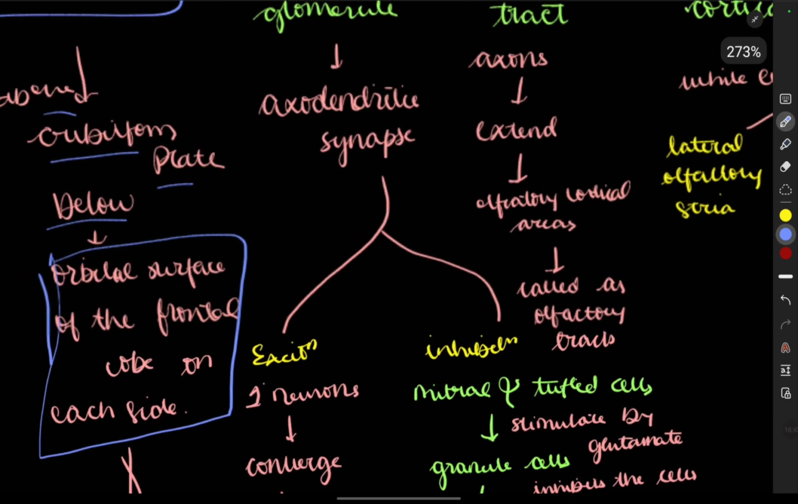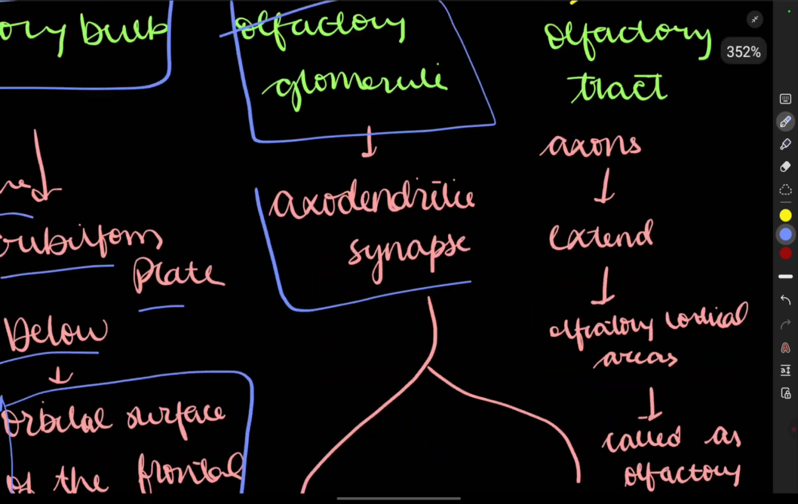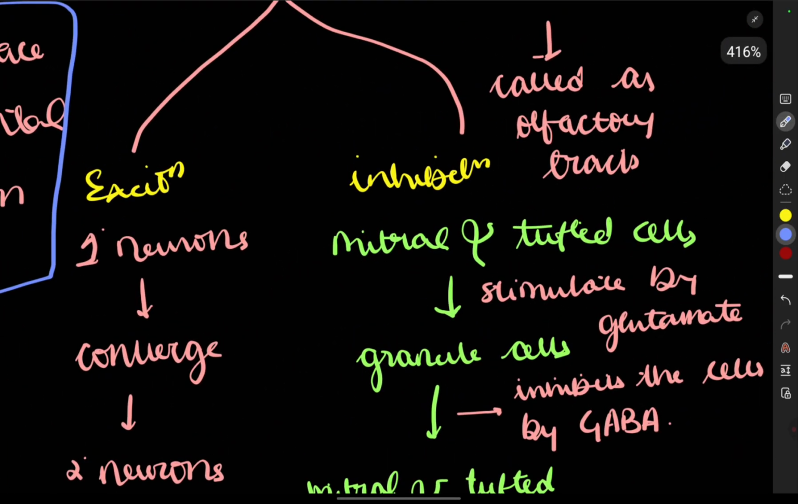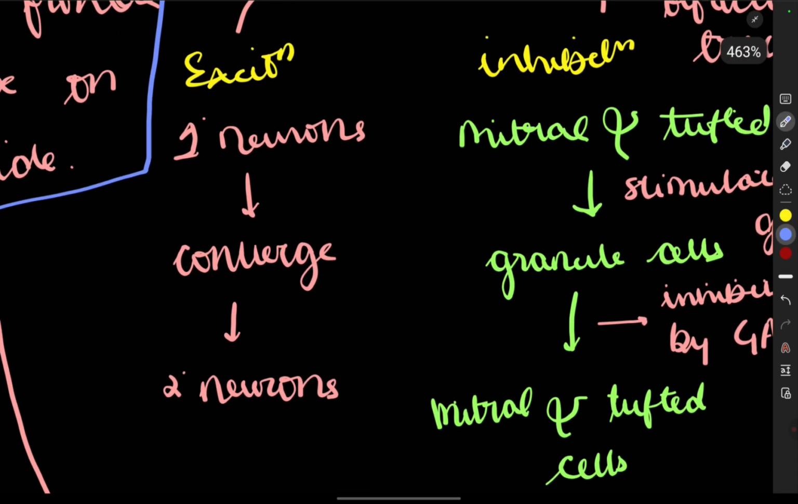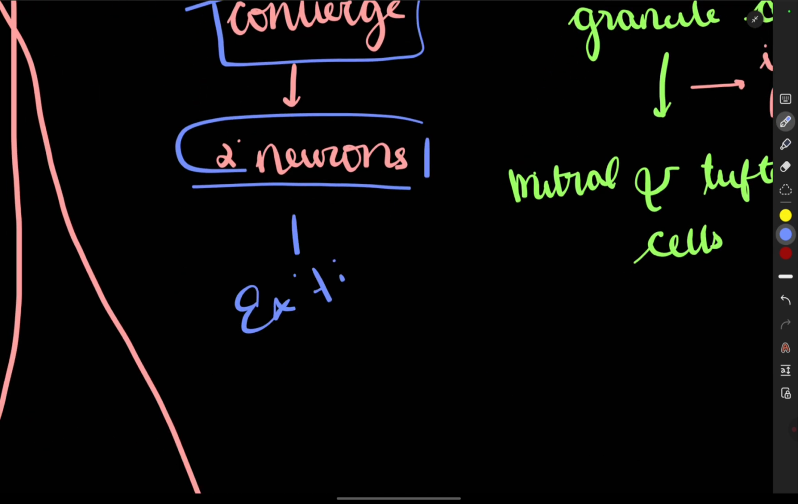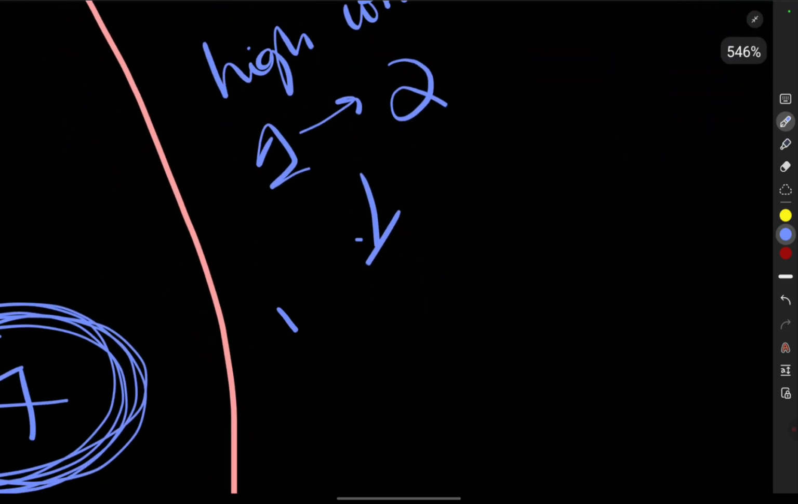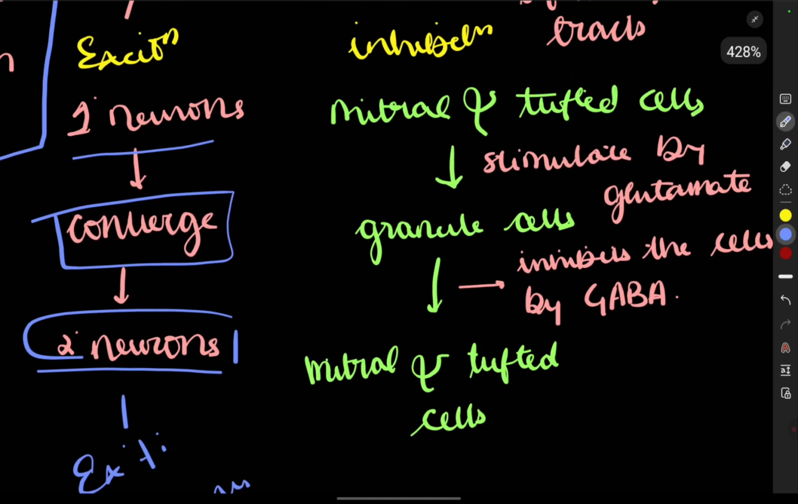Now we are going to talk about the olfactory glomeruli. They are the axodendritic and dendrodendritic synapses I already mentioned, and they can do excitation and also inhibition. Excitation happens when the first order neuron converges onto the second order neuron, and if there is high convergence of the first order neuron onto the second order neuron, it leads to increased sensitivity. This is about the excitation.